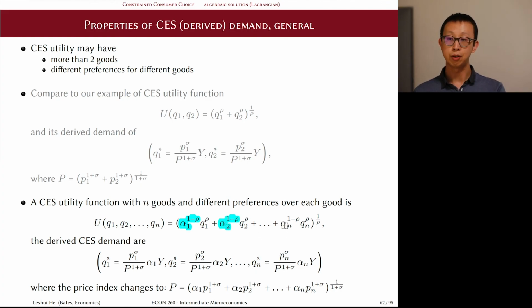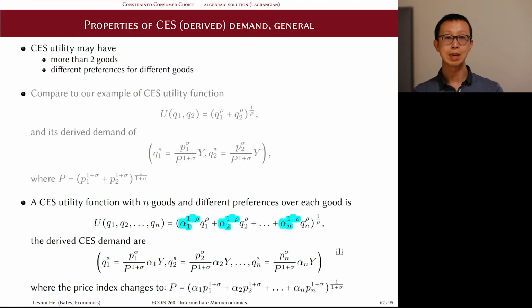Note that these alphas are different for every good. So that will allow us to put different weights on each good to indicate that the consumer would prefer a particular good, because having one extra unit of that good will contribute more to the utility when alpha is higher. Our previous CES utility is simply a special case of this form, with alphas equal to 1 for each good.